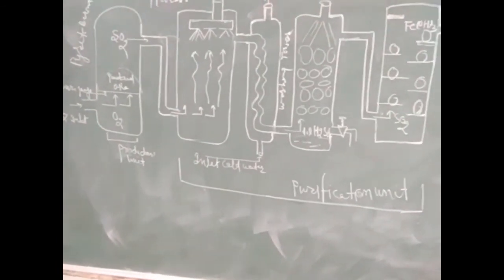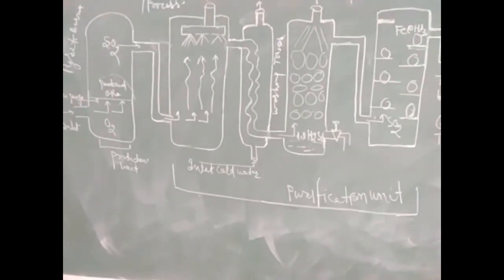In the purification unit, impurities present in sulfur dioxide have to be removed, as impurities poison the catalyst and stop the further reaction. Hence the gases are purified as follows.